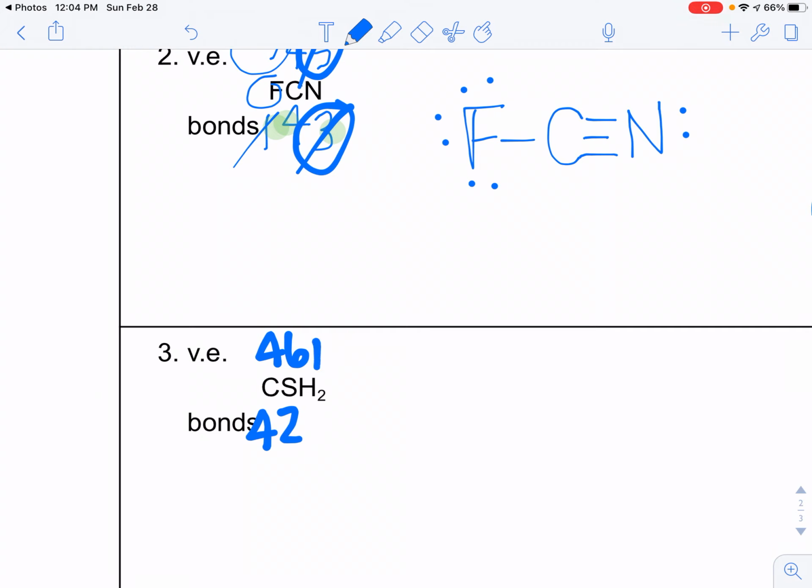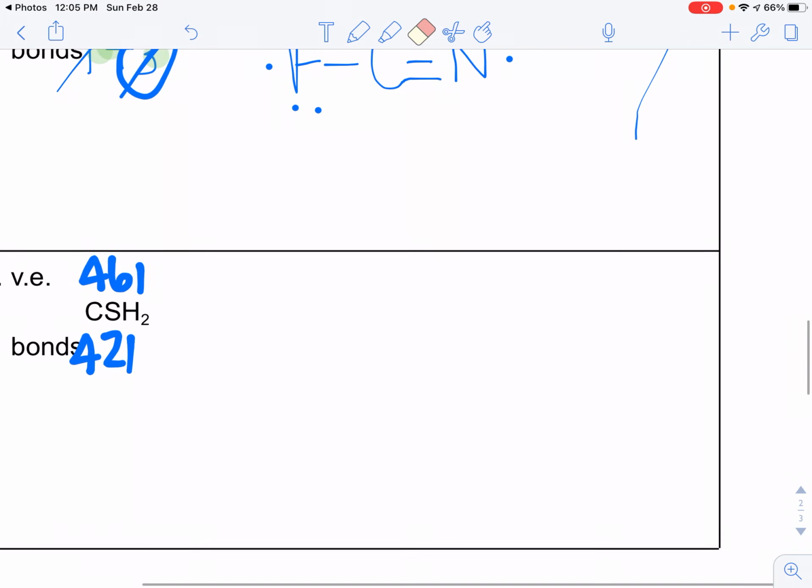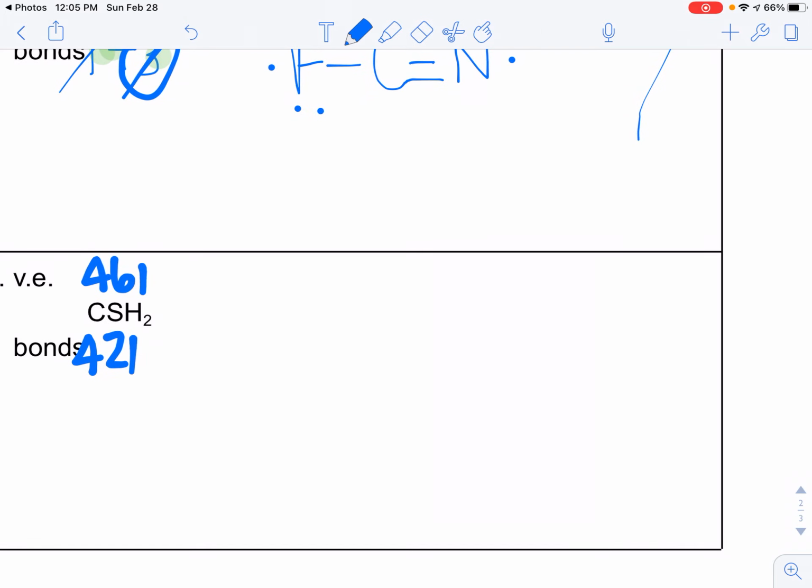So 1 and 1. Now the one that needs the most bonds goes in the middle. So I'm going to put C in the middle. And now I have S and 2 H's. So I'm going to start with an S and an H and an H, and I'm putting them all around the carbon because I know it needs 4 bonds. Start with a single bond, and then let's count.